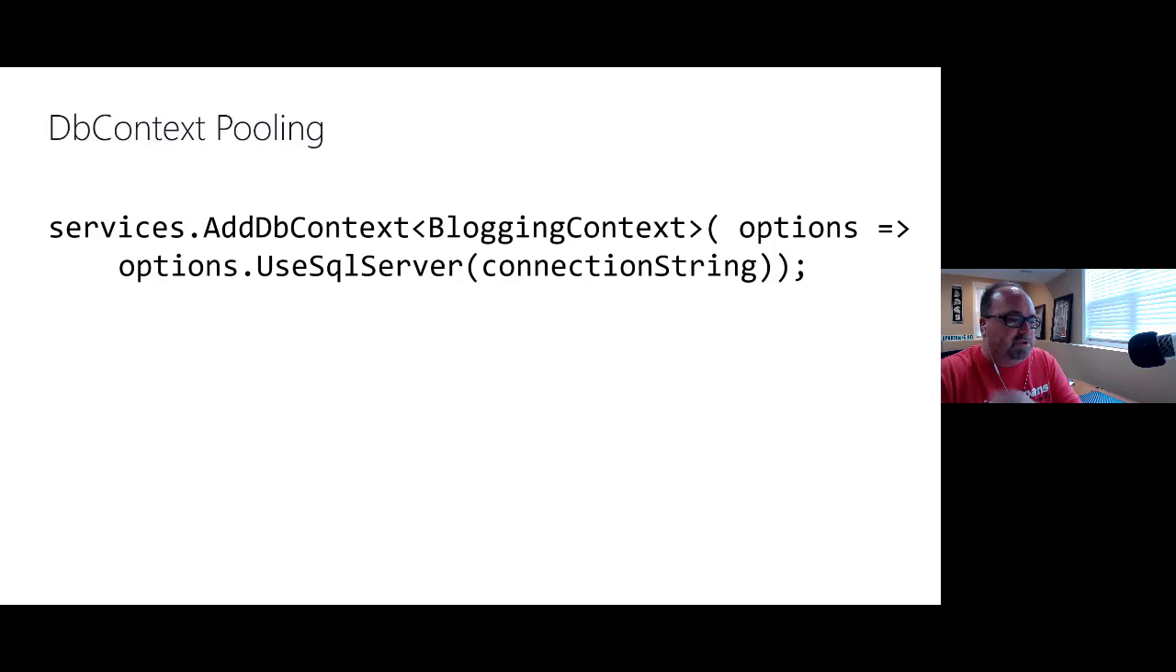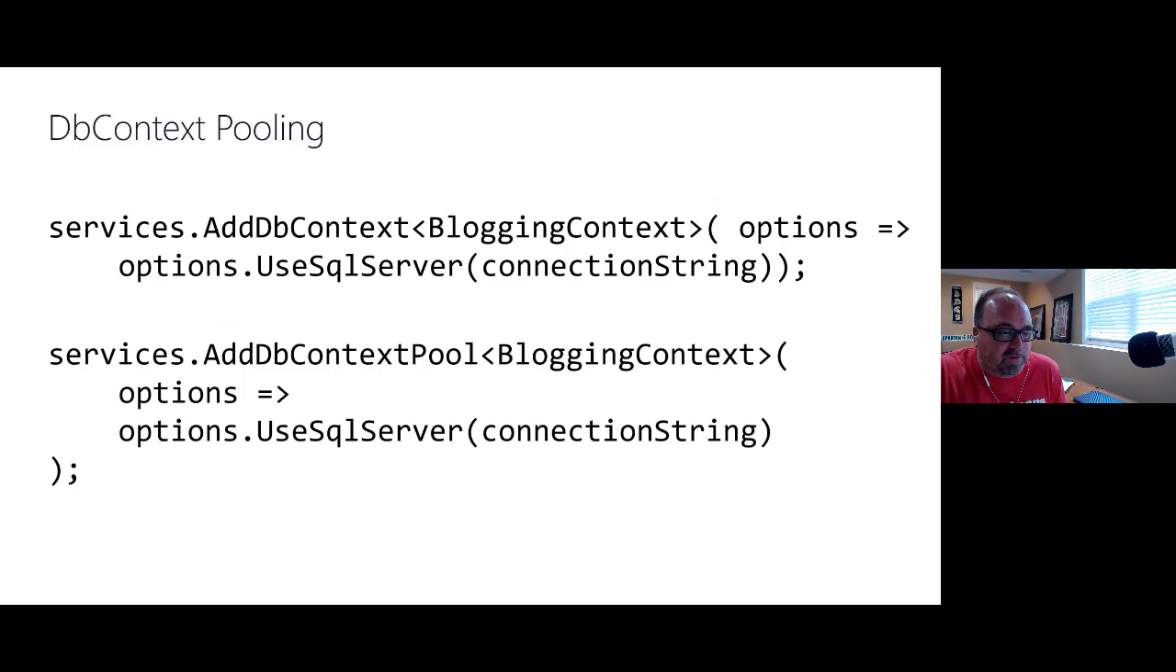Most of the time when we add a DbContext to our dependency injection container, we use AddDbContext, and you've probably seen this many times. If we want to use DbContext pooling, all we have to do is substitute AddDbContextPool instead of AddDbContext. It's that simple.